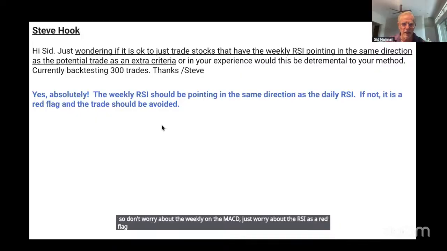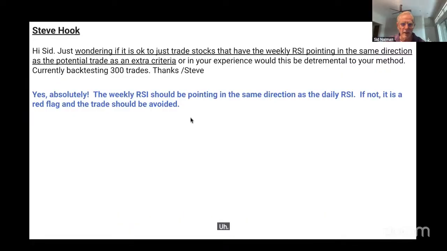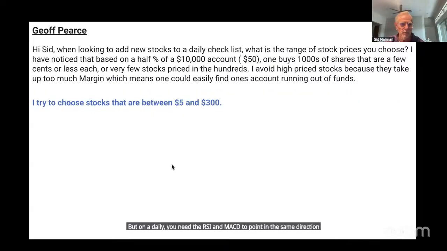Now, if the RSI and MACD on a weekly point in the same direction, boy, you've got a strong trade. Typically, the MACD 80-90% of the time will not point in the same direction, the weekly one. But on a daily, you need the RSI and MACD to point in the same direction for the trade.